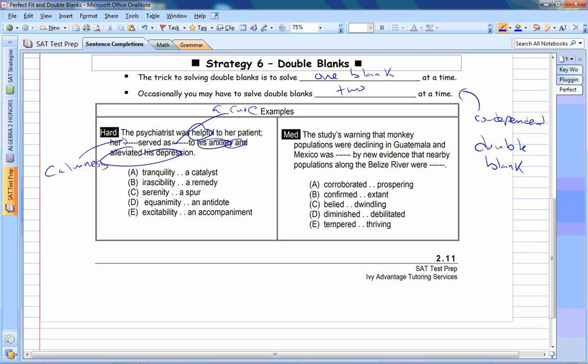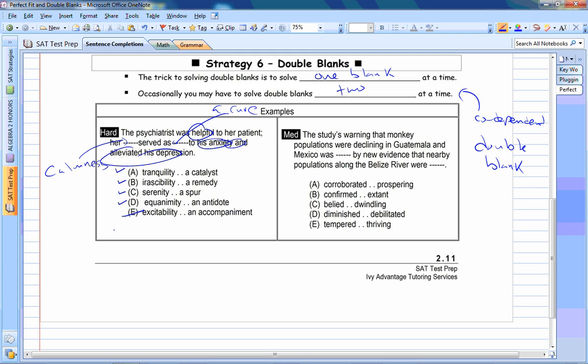If we focus on the first word in each choice, tranquility can work. Irascibility, if you don't know what that word means, we'll hold on to it. Serenity, like peaceful, that could work. Equanimity, if you don't know what that word means, we'll hold on to it. Excitability doesn't work. So we only got rid of 1 choice. Now at this point, if you don't know what any of the second words mean in each of the remaining choices, don't leave it blank. Still guess something. Don't skip this question.